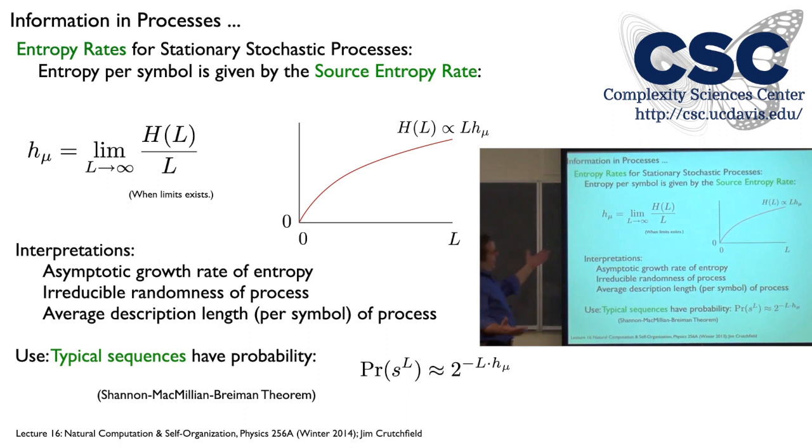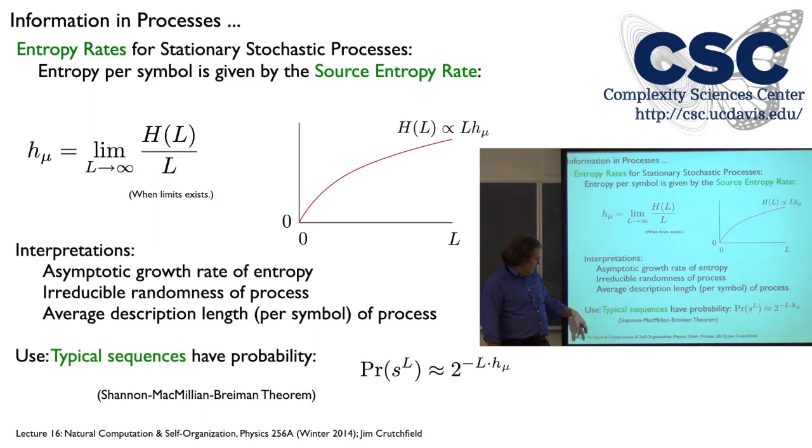You can also argue that once you look at sufficiently long words, you've taken all the correlations into account, this is the irreducible randomness in a process for a general process. Sometimes you'll hear people talk about this. It's the description length per symbol of a process. Chapter 3 in Cover and Thomas, the asymptotic equipartition property, gives an interesting interpretation of this entropy rate.